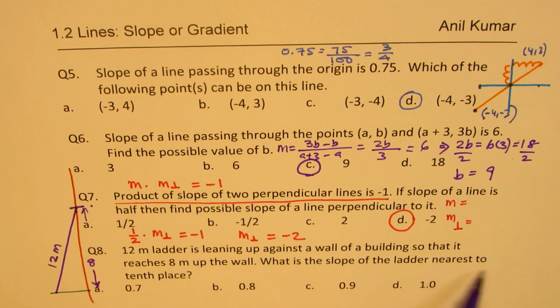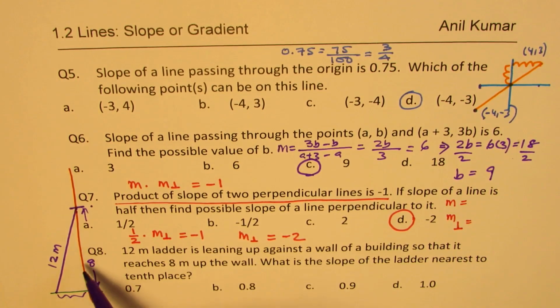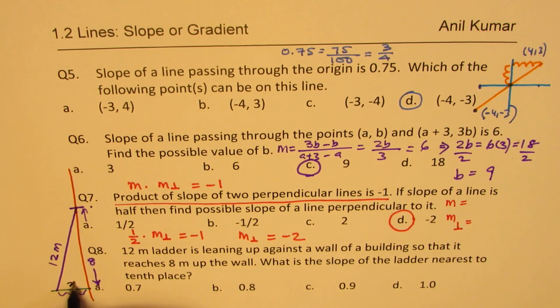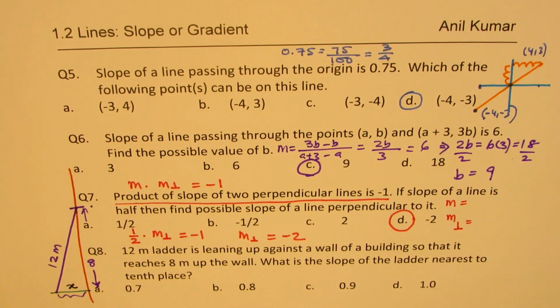What is the slope of the ladder nearest to the 10th place? How do we find it? So that means we should find this distance. Then the ratio 8 over that will give us the slope, right? Okay, how do we find this distance? Well, that is application of Pythagorean theorem. So this is kind of a very interesting question. Let's call this distance x.